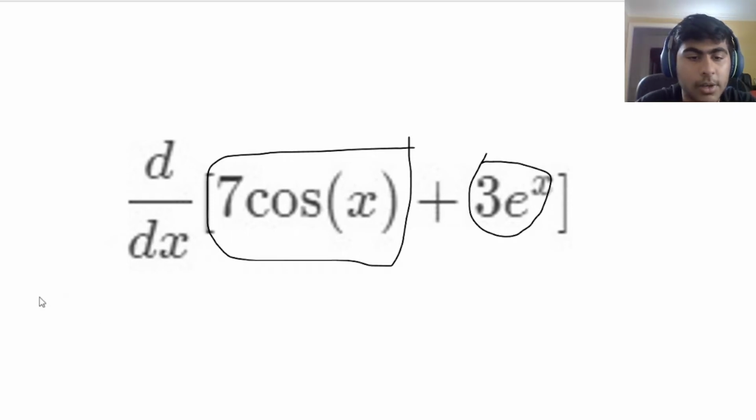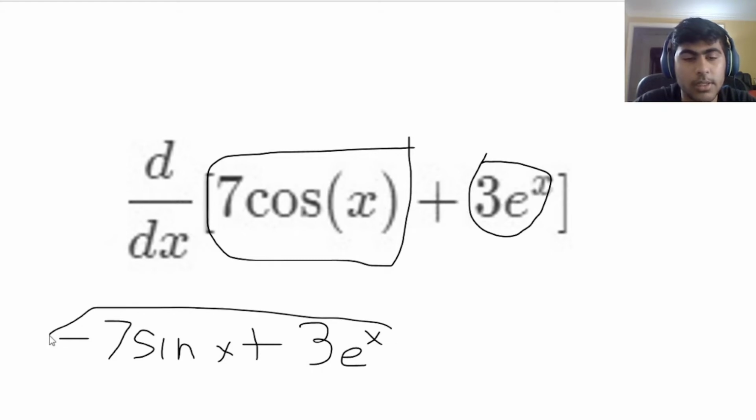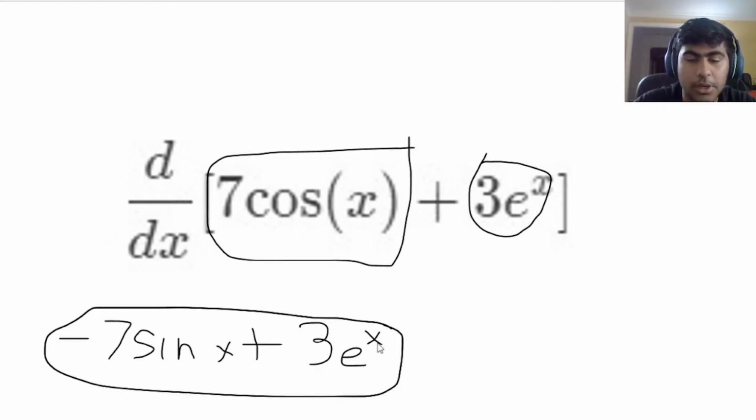All right, 7 cosine of x. So the derivative of cosine of x is negative sine x. Negative sine x, and then add back in the 7. And then here plus 3 e to the x. So the e to the x is also going to give us e to the x, so another 3 e to the x. See, once you know the rules and you're able to apply them correctly, it's not that big of a deal. You go through them pretty quickly.